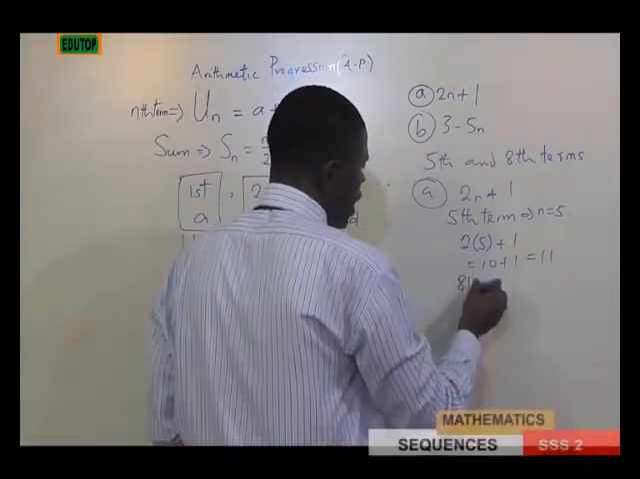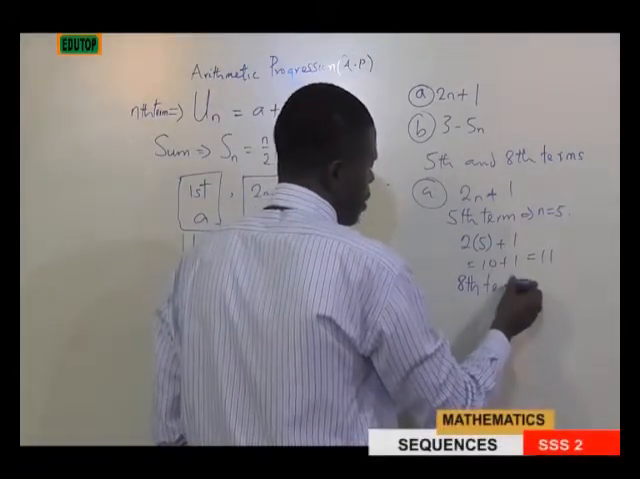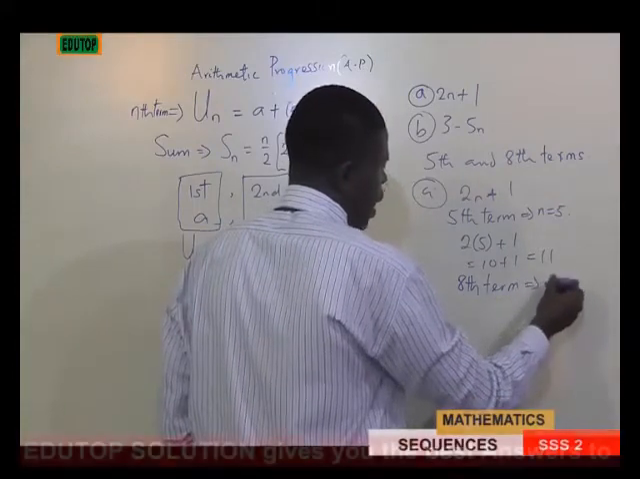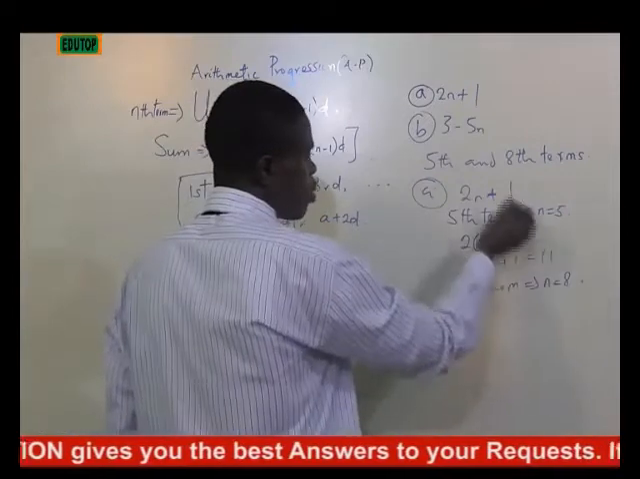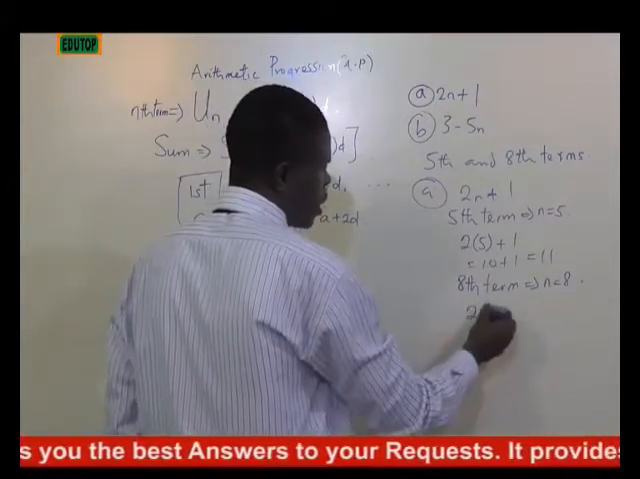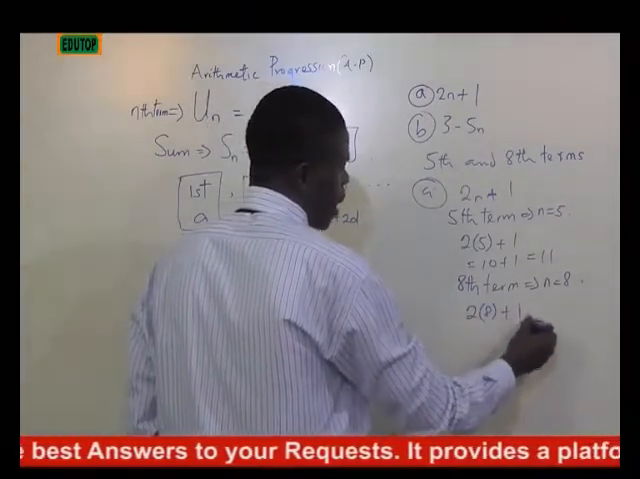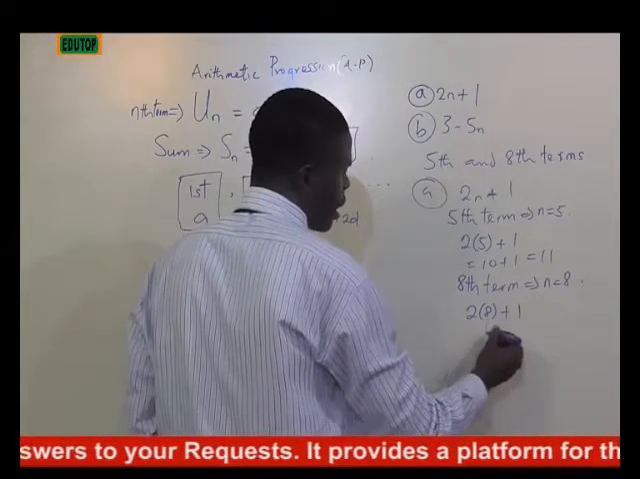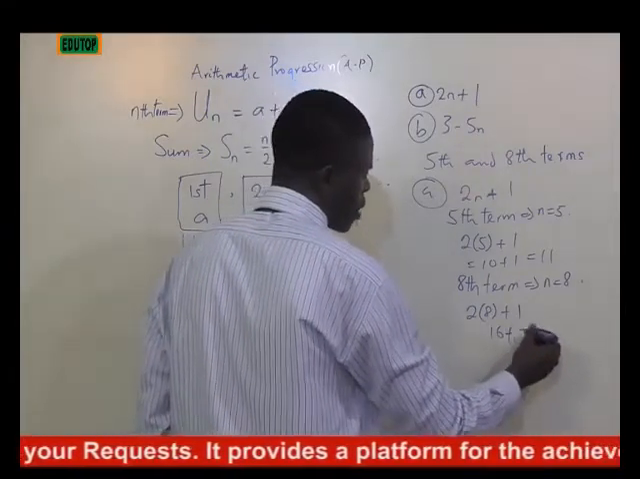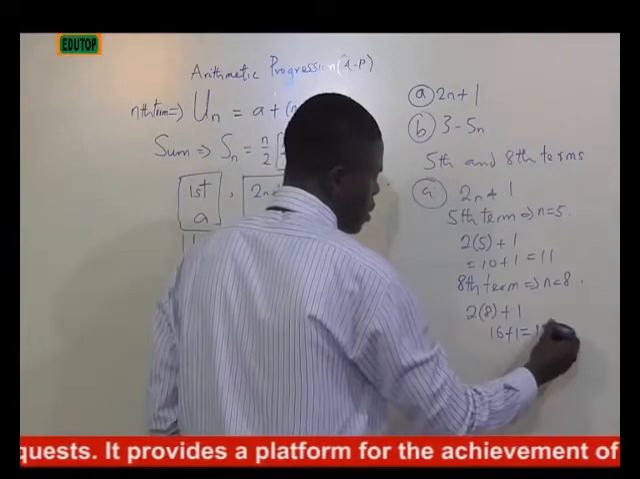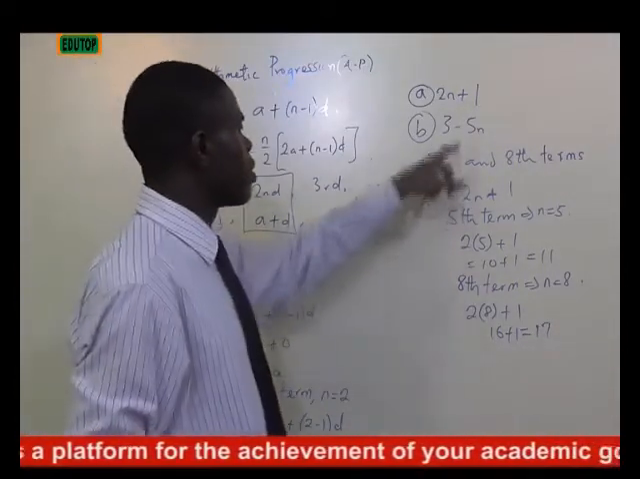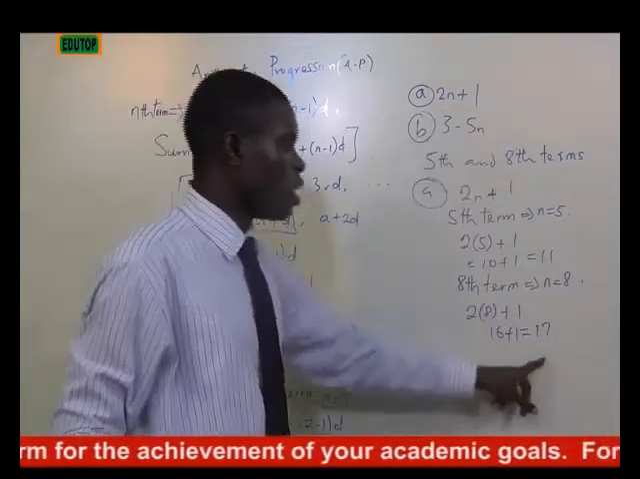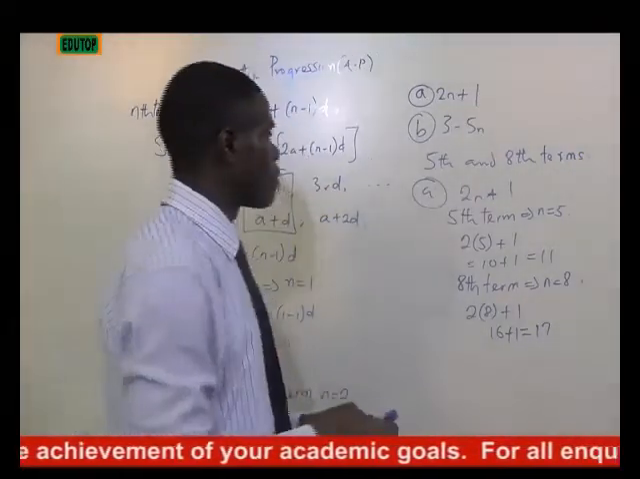Then if you talk about the 8th term, in that situation your n is equal to 8. So when we substitute this 8 into this expression, we have 2 into 8 plus 1, and 2 times 8 is 16, plus 1 gives us 17. Therefore, the 8th term with respect to this expression is 17.